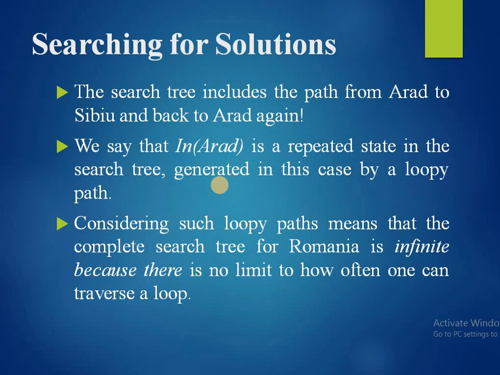The search tree includes the path from Arad to Sibiu and back to Arad again. We say that in Arad is a repeated state in the search tree, generated in this case by a loopy path. Considering such loopy paths means that the complete search tree for Romania is infinite because there is no limit to how often one can traverse a loop.